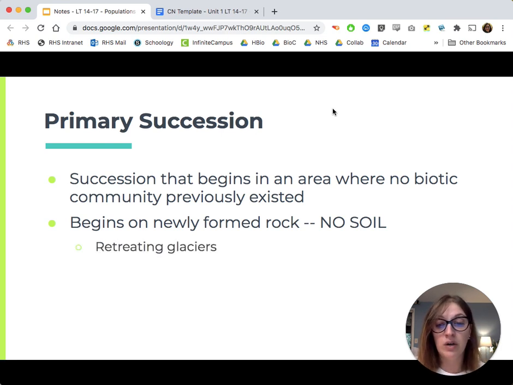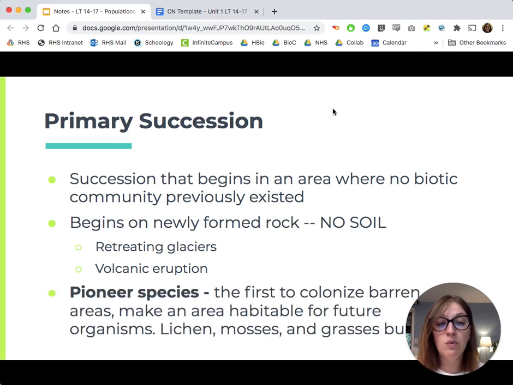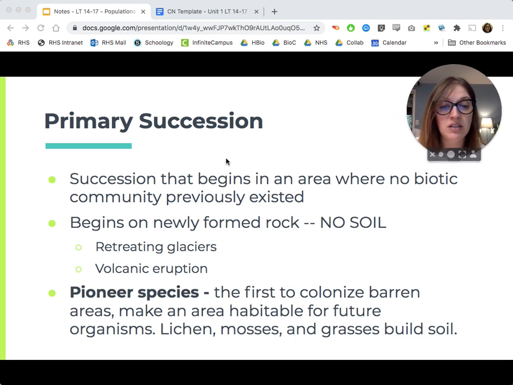This could be as a result of retreating glaciers, or a volcanic eruption that has caused everything to die and has replaced the living community with rock. And essentially what this means is that in primary succession, we need to have what we call pioneer species. Pioneer species are the earliest species of organisms that can break that rock down into soil. These pioneer species are the first to colonize barren areas, and their niche is to make an area habitable for future organisms.